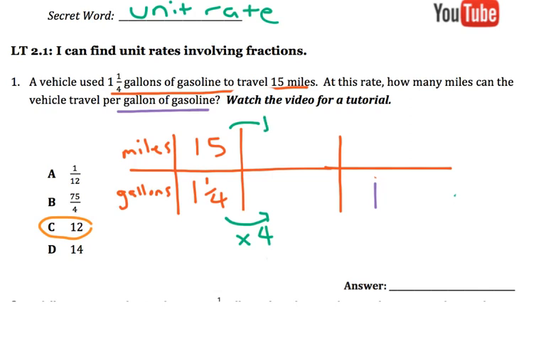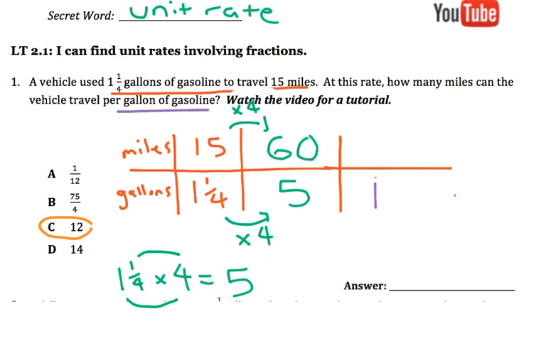I'm going to do the same thing to the top. So 1 1/4 times 4, well, 1 times 4 is 4. 4 times 1/4 would be 4/4, which is like another whole. So basically this is going to equal 5. And then 15 times 4 is going to equal 60.